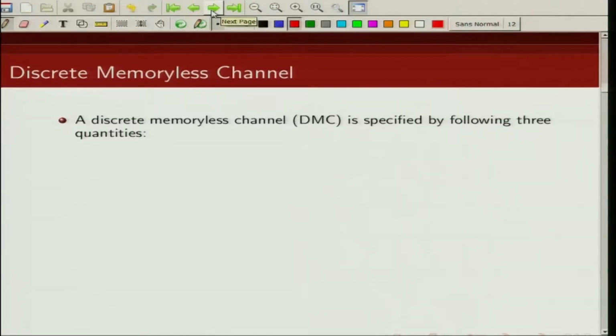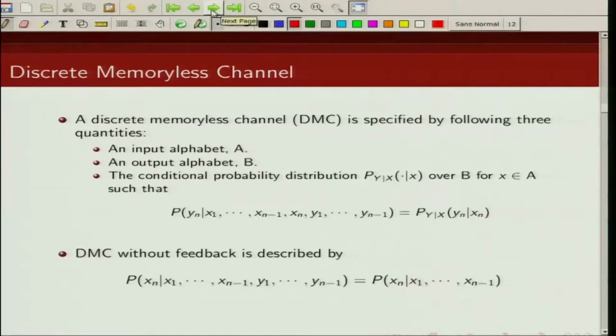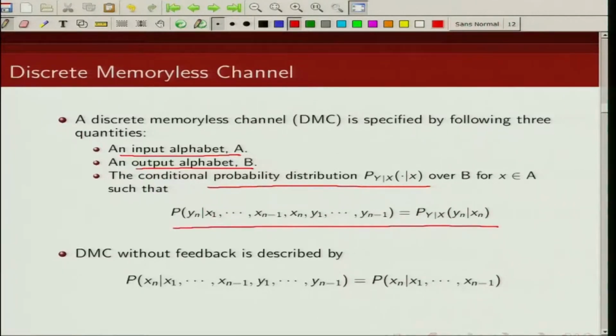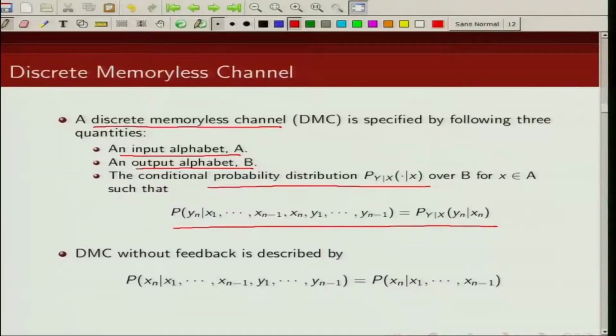So a discrete memoryless channel is specified by these quantities. One is the input alphabet, which we are denoting by A, the output alphabet B, and the conditional probability distribution over B for each x. So we need to describe our input, we need to describe our output, and we need to describe the conditional distribution of y given x for a discrete memoryless channel.